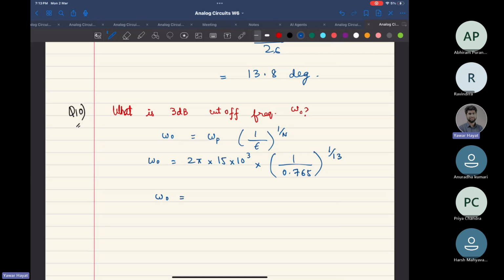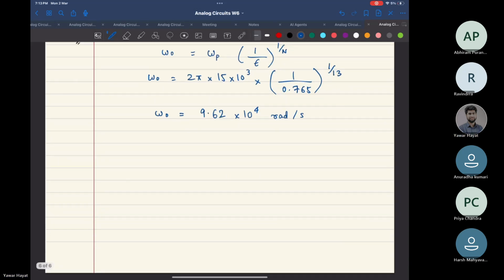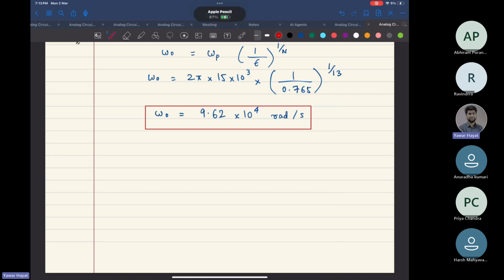So your omega naught would be 9.62 into 10 to the power 4 radians per second. This much would be your 3 dB cutoff frequency. Is this fine? Is this clear? If you have any questions of any sort, feel free to ask them. Otherwise, we'll be winding up here.